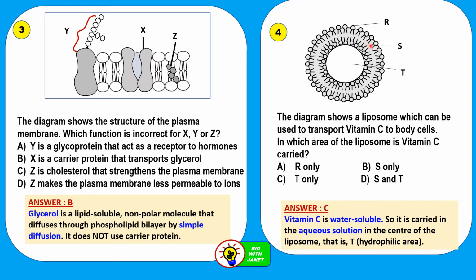Area S is called the hydrophobic area, in between the phospholipid tails. R is of course out because R is on the surface of the liposome itself. For S, the lipid soluble substances are carried here. And T is for water soluble substances, carried in the center of the liposome. So vitamin C is carried in area T.